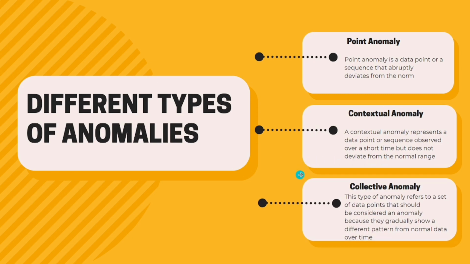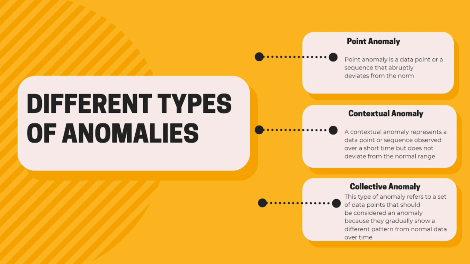So anomalies can be classified into different types. They are broadly classified into point anomaly, contextual anomaly, and collective anomaly. So point anomaly is a kind of anomaly where the issue occurs at a single data point. A single data point does not follow the trend and gets out of the normal trend. Whereas in contextual anomaly, it occurs for a small period of time in a data section, and that data section lies within the normal range but does not follow the proper trend.